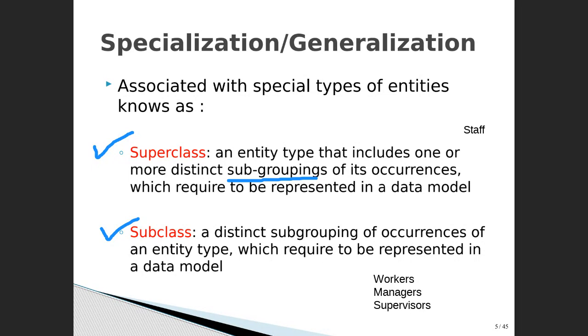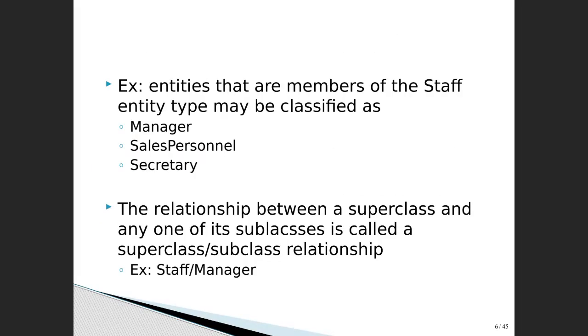So what is the meaning of superclass? As we said, it's an entity type that includes one or more distinct subgroupings of its occurrences, and it needs to be represented in a data model. The subclass is a distinct subgrouping, like workers, managers, supervisors, of occurrences of an entity type, like staff. So workers is a subgrouping of occurrences of the staff superclass. All right, it also needs to be represented in a data model. Okay.